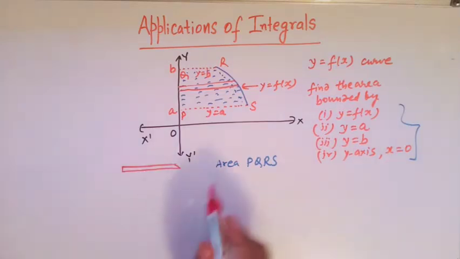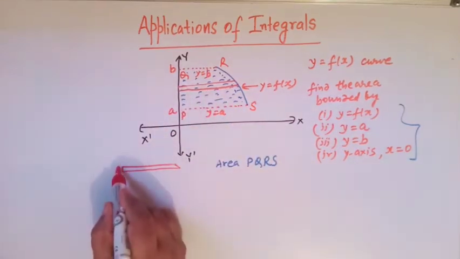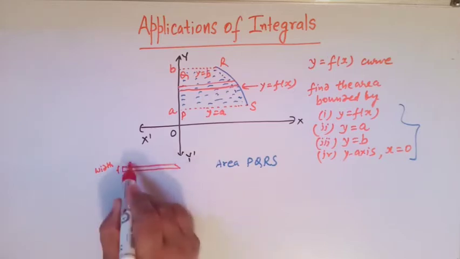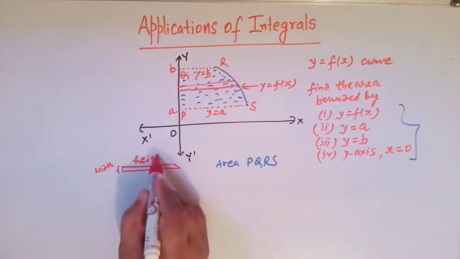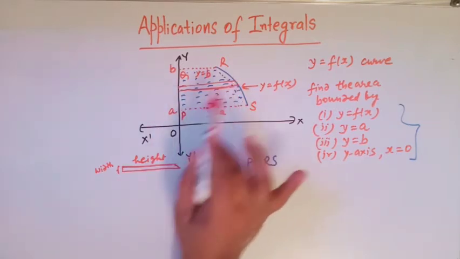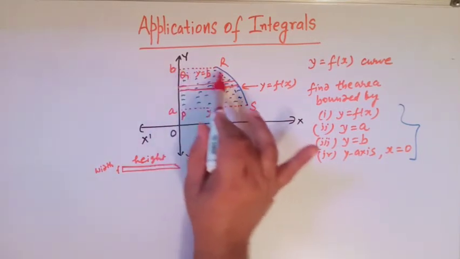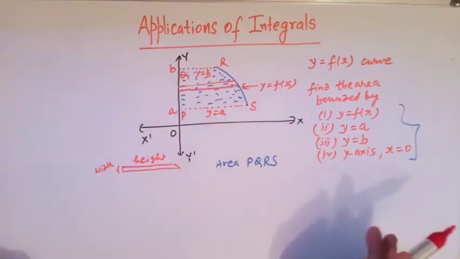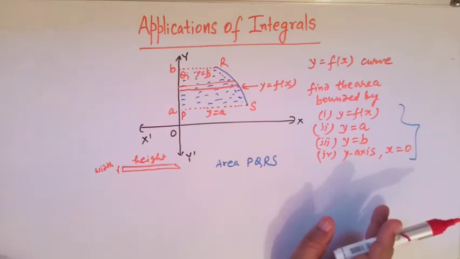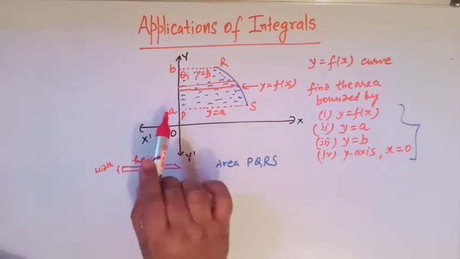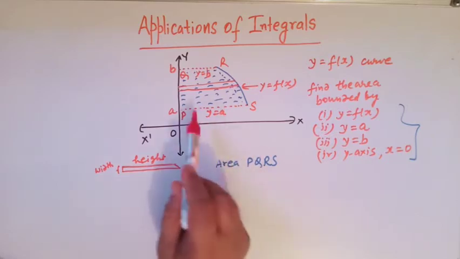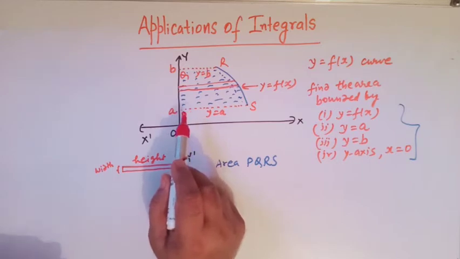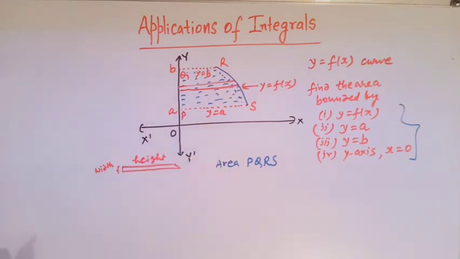Now we see that this is the width, and this is the height of the rectangle, or the length of the rectangle. Clear? So we have divided this bounded area into infinitely many such small rectangles, and for obtaining the area of this region PQRS, we'll find the sum of the areas of all such rectangles.